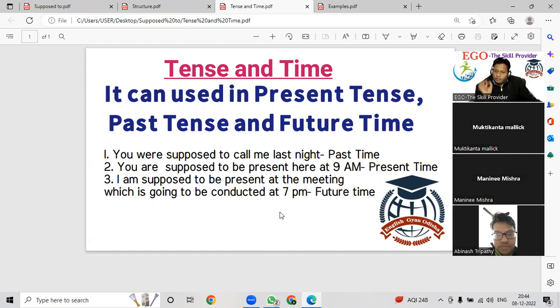Okay, very powerful expression. It's not a modal.